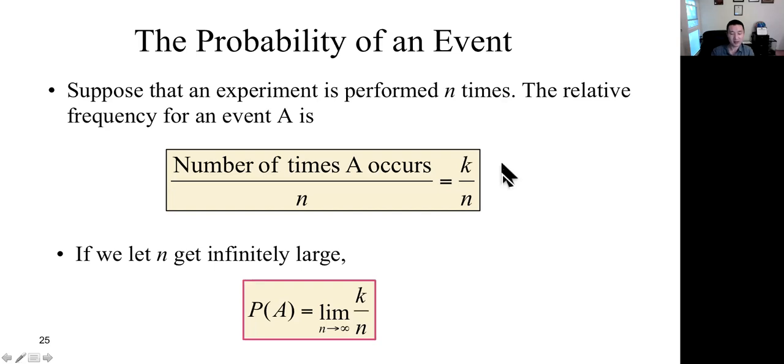So let's say we perform an experiment n times. The relative frequency of event A is defined as the number of times event A occurs, let's say this number equals k, divided by the number of experiments performed, which is n. So k over n is the relative frequency. The probability of event A is defined as when n approaches infinity.